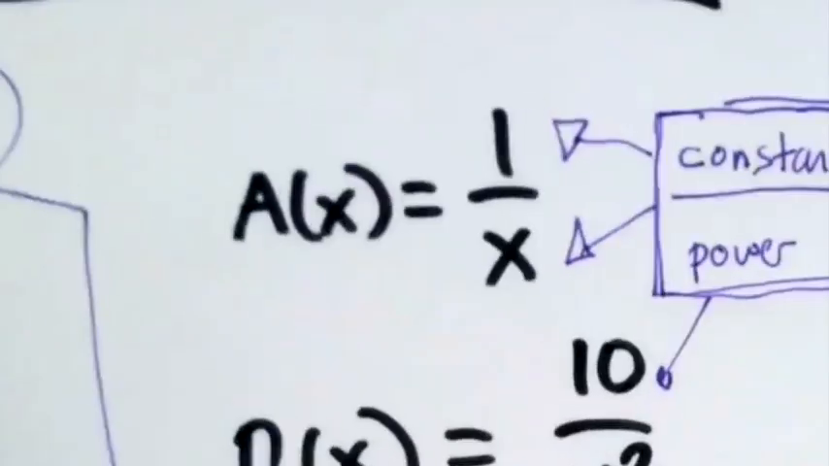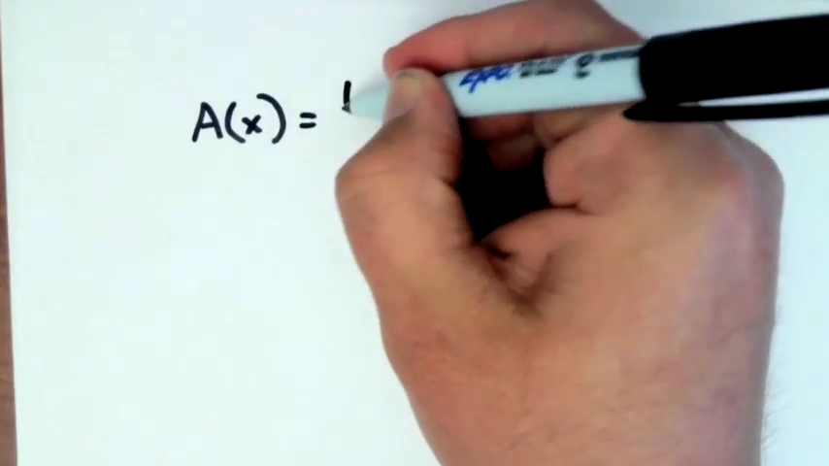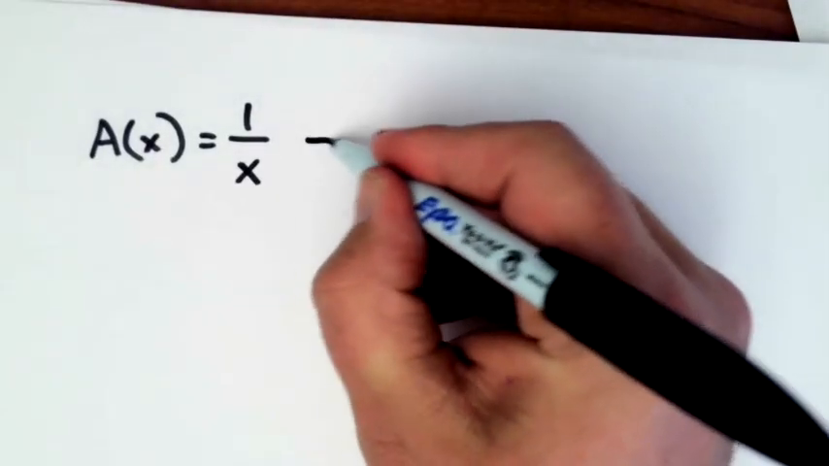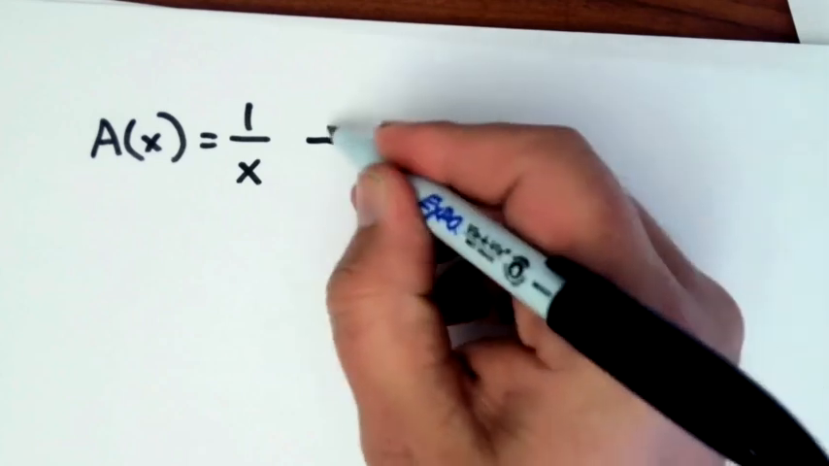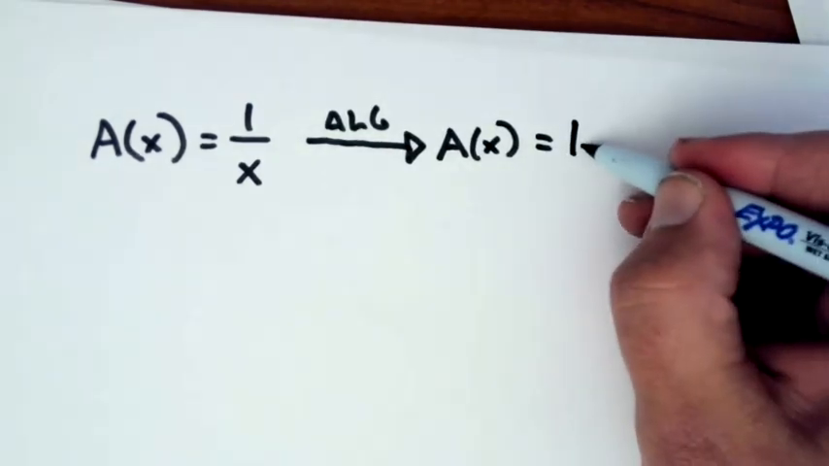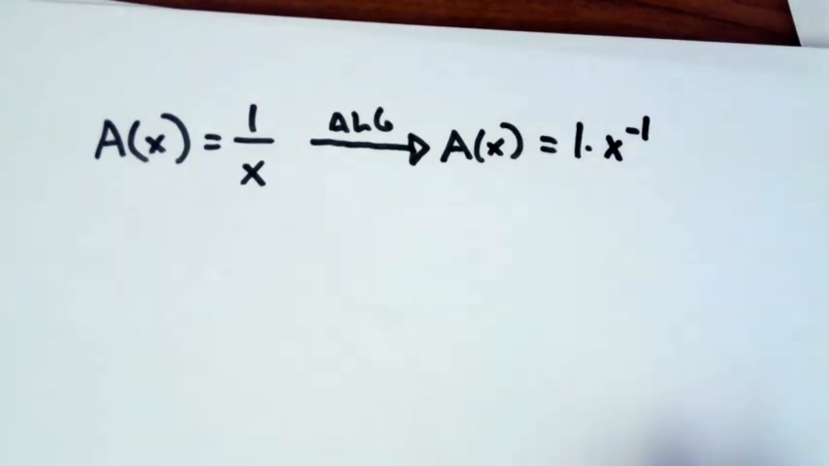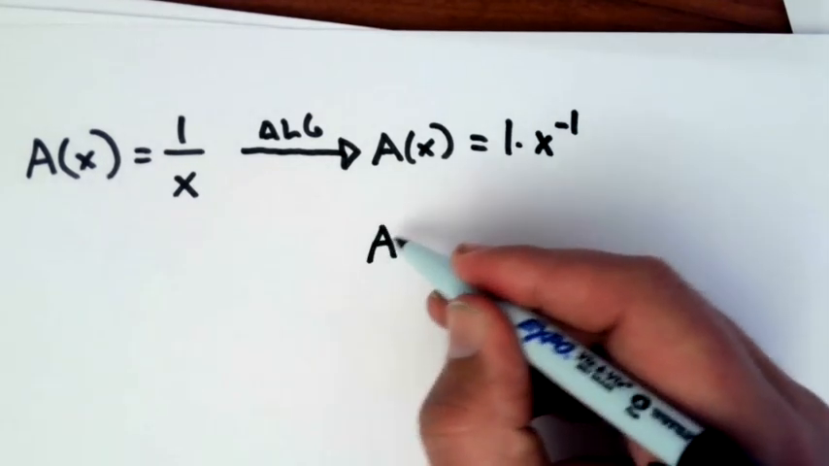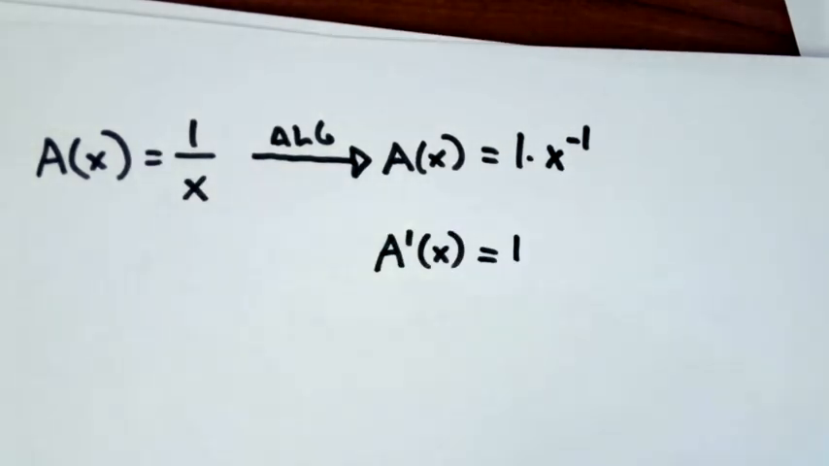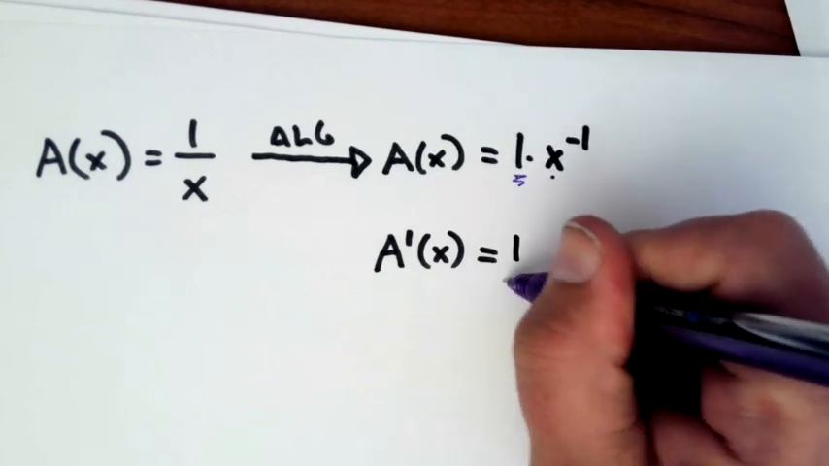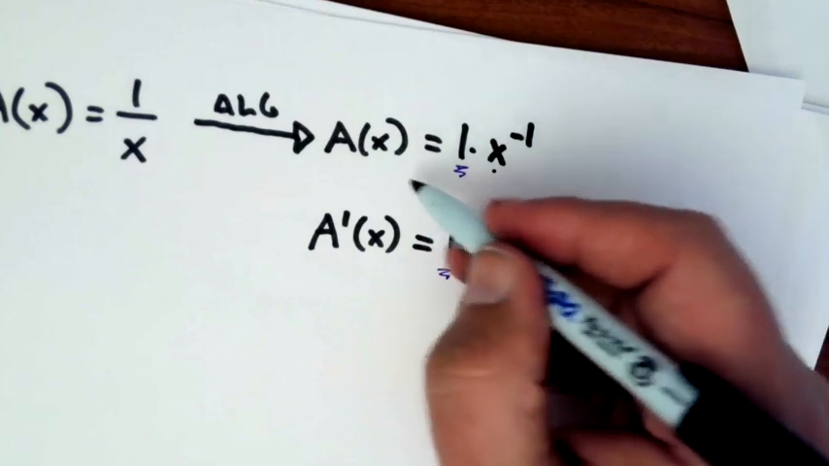The other way you could have done this is you could have rewritten 1 over x algebraically. I can rewrite that using properties of exponents as a of x is equal to 1 times x raised to the negative 1 power. Now, if I look at it this way, can I take the derivative without quotient rule? I'm not going to have 0 here because this constant is being multiplied by something. So it's just going to hang out. So you did the derivative perfectly there using power rule.